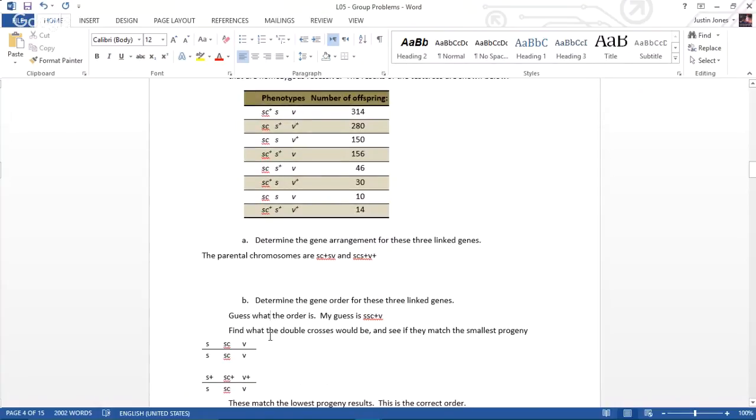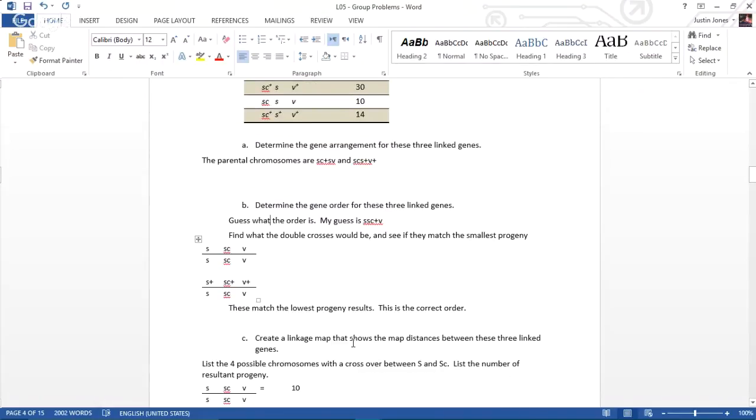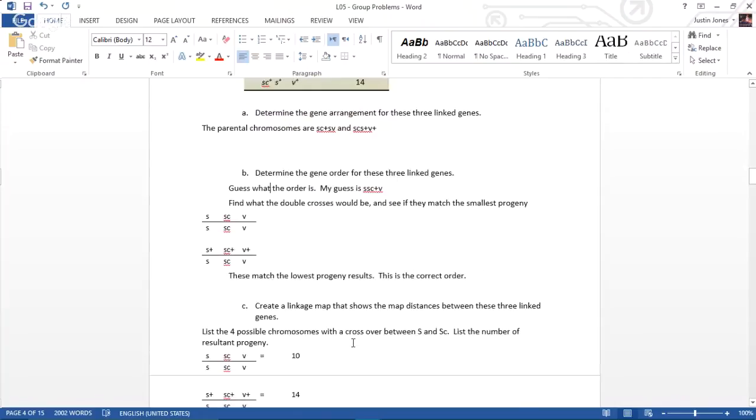And so we can just do double crosses. So if we take S, SC plus, and V in that order, and we flip the SC, you get S, SC, V, and then the 3 pluses down here. And those match if you look again. So we know that's right.